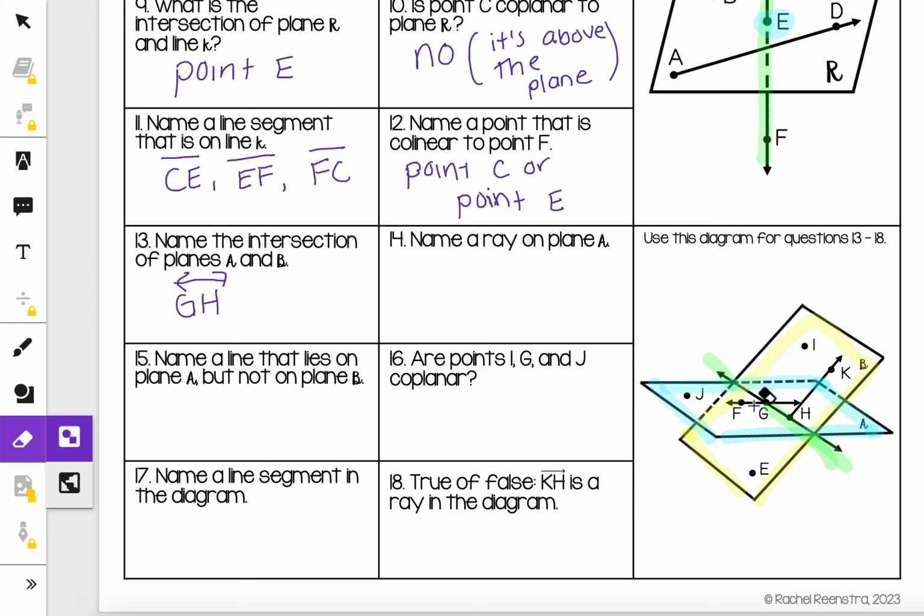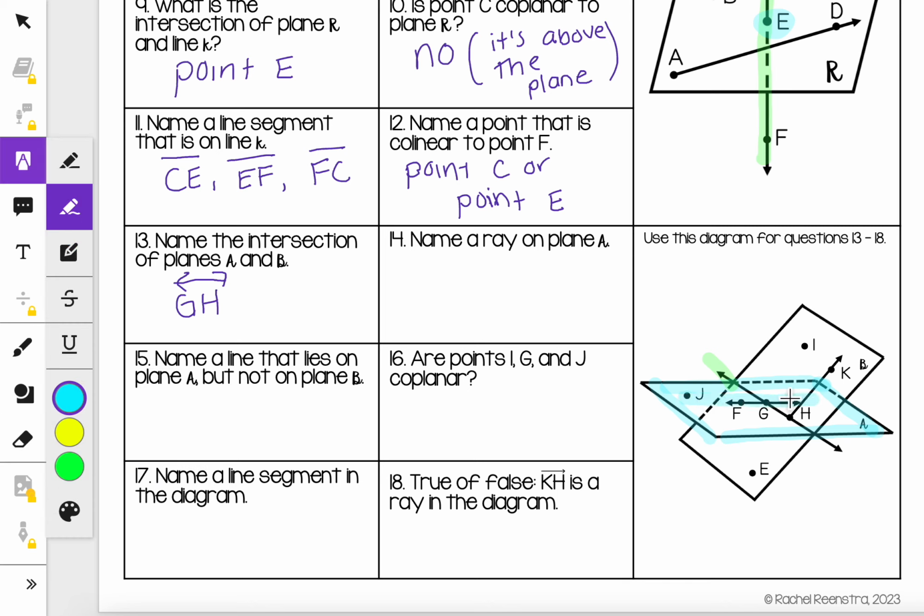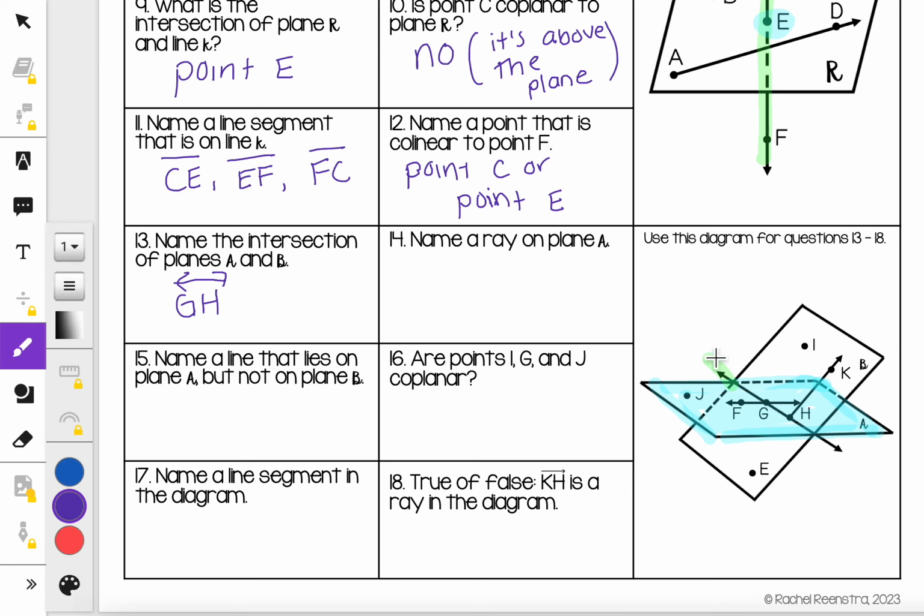Number 14 says name a ray on plane A. So let's kind of erase some of this. Focus on plane A, which is that one that I highlighted in blue. All right, just focus on this one. So if we wanted to name a ray on it, we have this line here, and we can name a ray on that line. So we could say GF is a ray. We're starting at G and then going through F, okay? Now, even though it does extend in this direction as well, if we're just starting at that point, that would be the end point of our ray, okay?